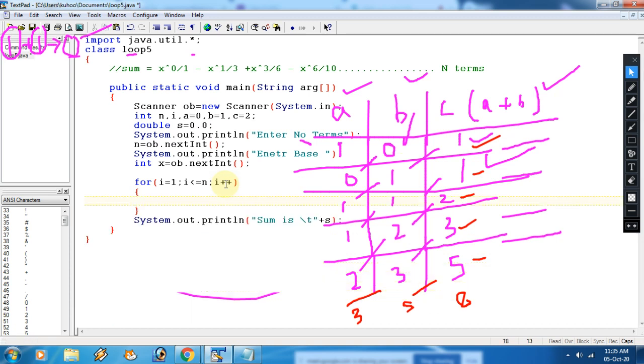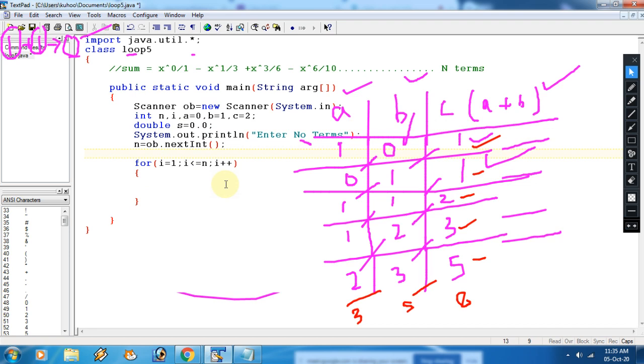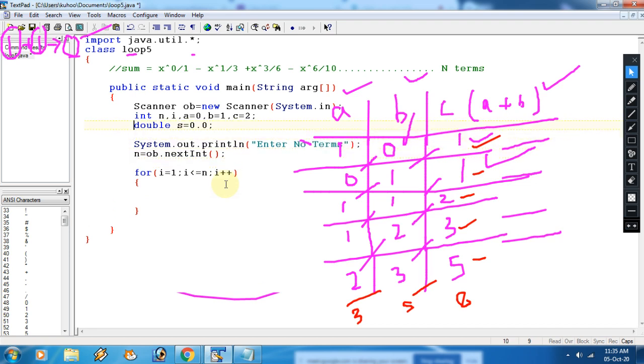There are multiple outputs, that means we will print inside the loop. The number of terms we will ask from the user. How many terms you want to generate? I said only n terms. And now the starting point of A I am putting here 1 and B I am putting 0.